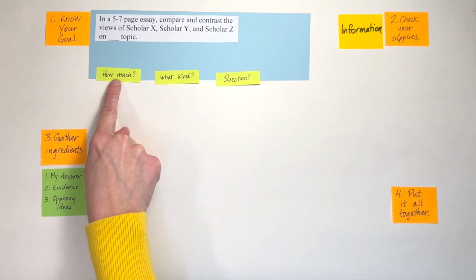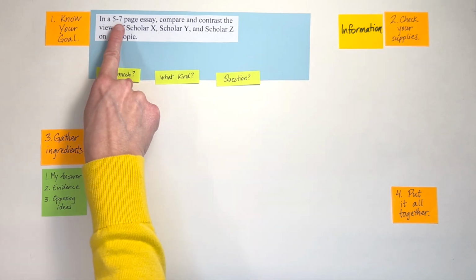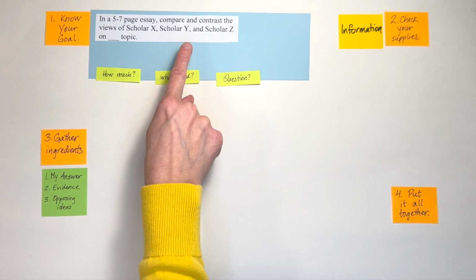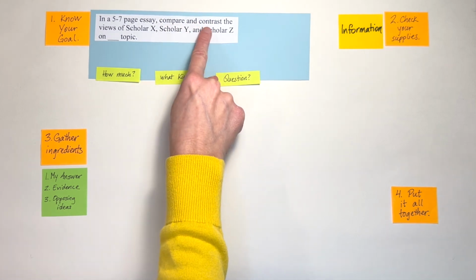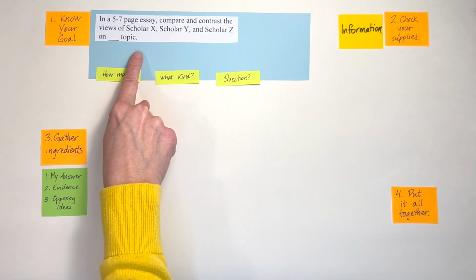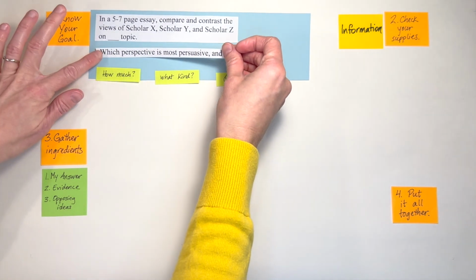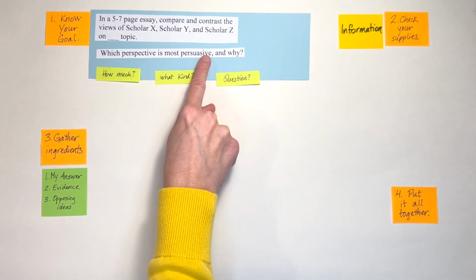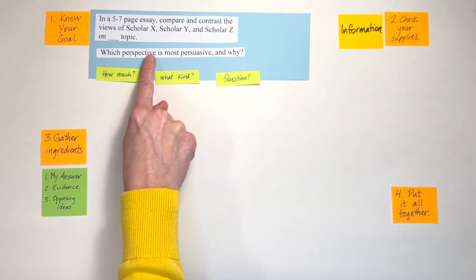So how much do we need to be writing? 5 to 7 pages. So we know we're going to need a good amount of evidence. And what kind of paper are we writing? Well, we're writing an essay, an argumentative paper, but more than that, we're focusing on comparing and contrasting. And then what question is my paper going to be answering? Because the assignment is about the views of different scholars, maybe a good way to turn that into a question would be to say something like, which perspective is most persuasive and why?